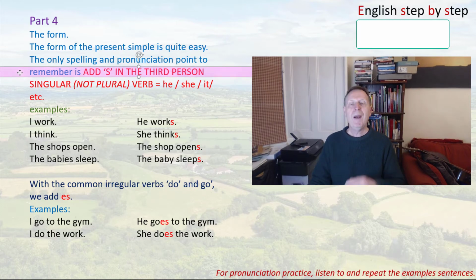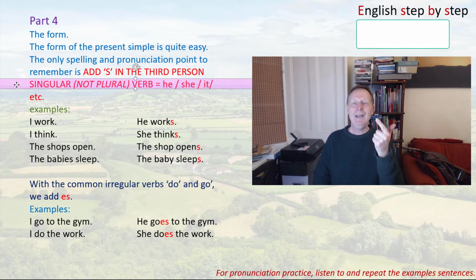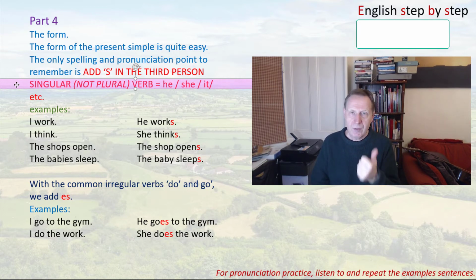So first person is I, second person is you, third person is he or she. Now here we're talking about third person singular, so that's he, she and it. The third person plural is they. Now we don't change the verb with they, we only change the verb with he, she and it. In other words, the third person singular.